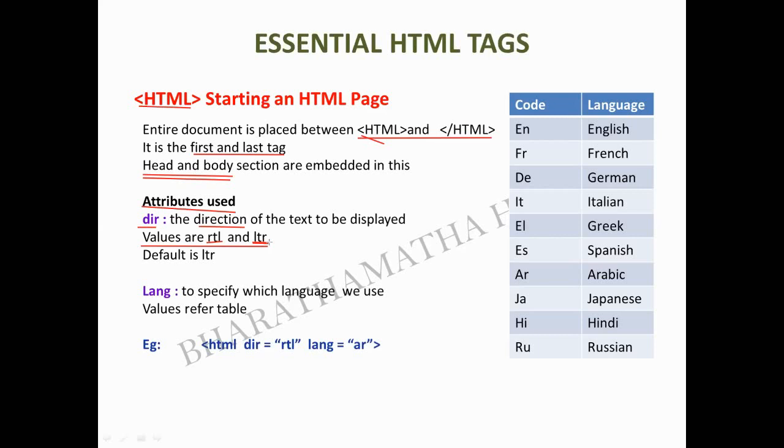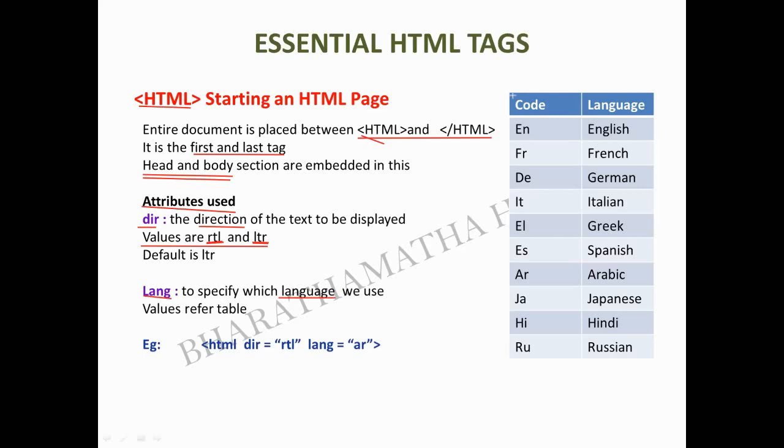Next value is RTL. This I'll explain along with the language attribute. LANG means language. Is it clear? We use values as referred in the table.